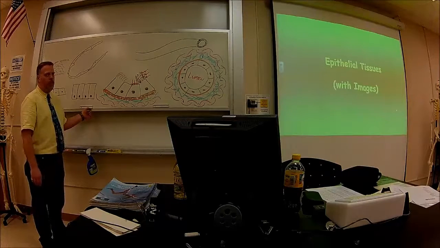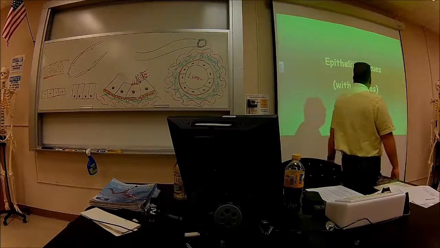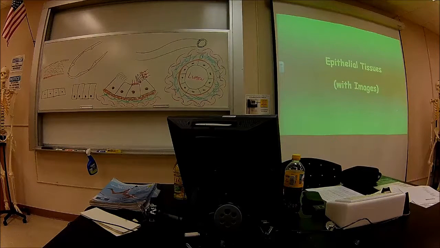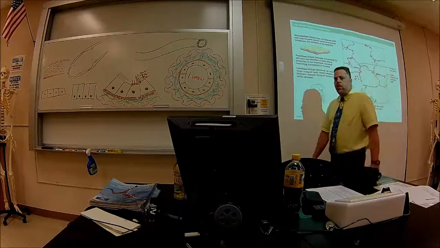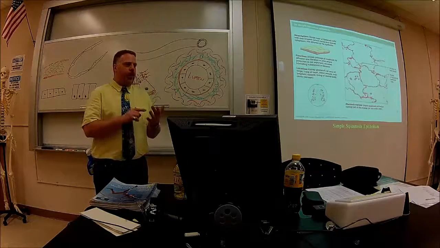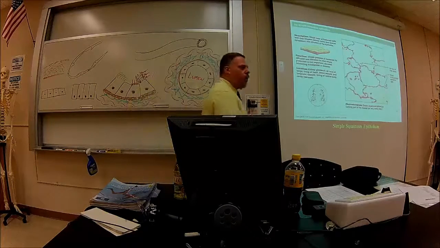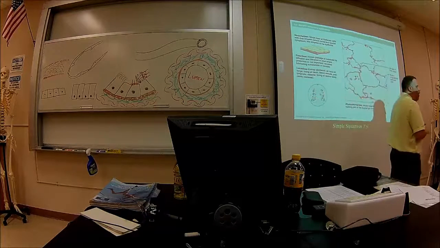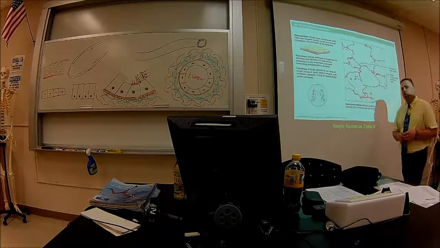So far, so good? I'm going slow for you. Okay. Now, these came from your lab books. These are epithelial tissues with some images. This is simple squamous epithelium. You need to know, on all these kinds of tissues, you need to be able to identify them. You need to give me a location, an organ that you would find these in. And you need to know the function of them. And if there's any specialized cells, which we'll go through as we go along here. This is simple squamous epithelium.